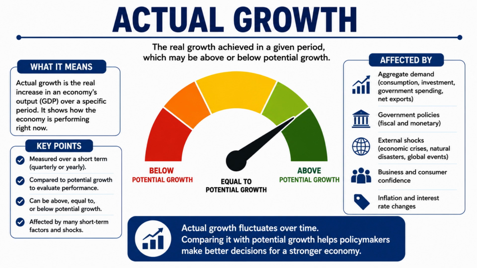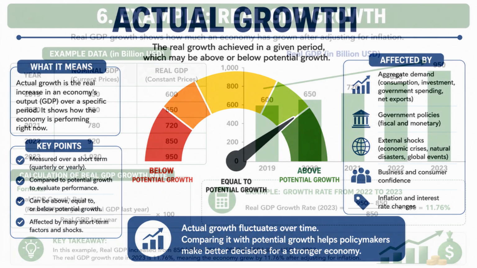Actual growth is the real growth achieved by an economy during a specific period of time. Unlike potential growth, it is influenced by short-term factors such as consumer demand, government policies, business confidence, and unexpected external events. As a result, actual growth can be higher than potential growth when resources are overused, or lower than potential growth when resources are underutilized. Because these conditions change over time, actual growth tends to fluctuate.